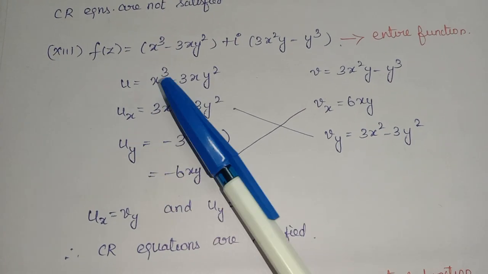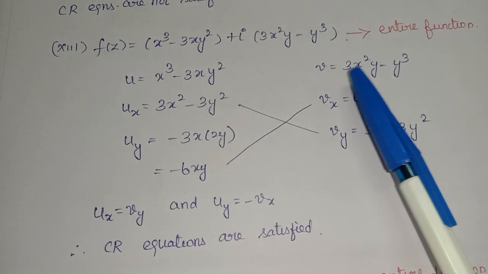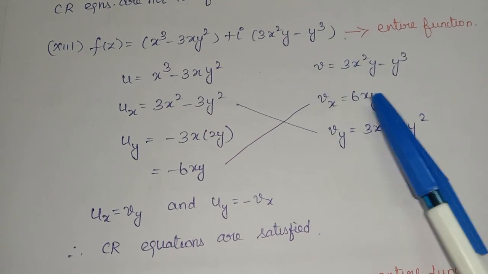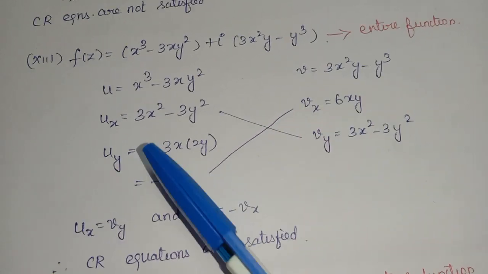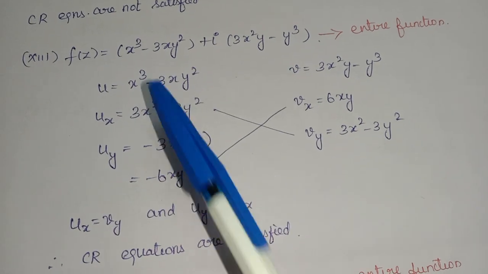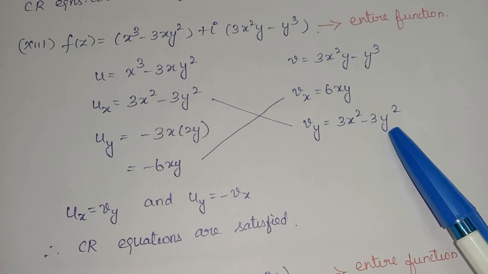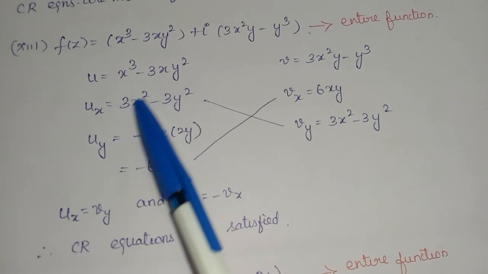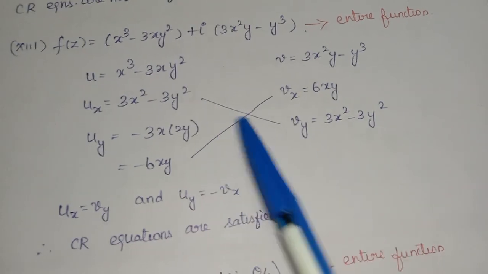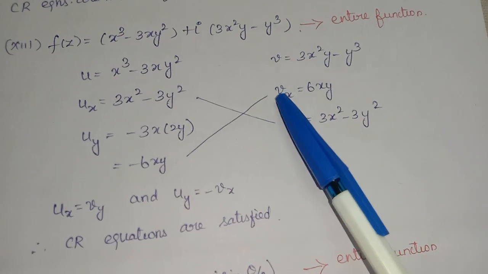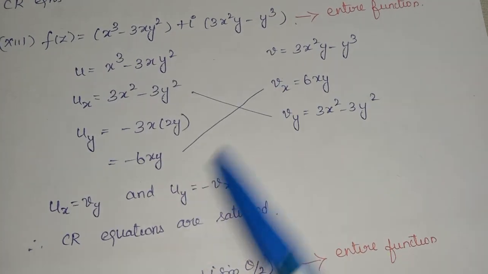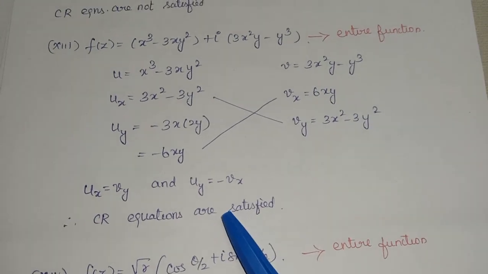Differentiate with respect to x. So, 3x square minus 3y square. Here differentiate with respect to x. So 6xy, this will become 0. Now differentiate with respect to y. So 0 minus 6xy. Here with respect to y, 3x square minus 3y square. Now you compare ux. Ux is equal to vy. Equal, no? Right. Next one. Vx and uy differ by minus sign. Yes, correct. So CR equations are satisfied.